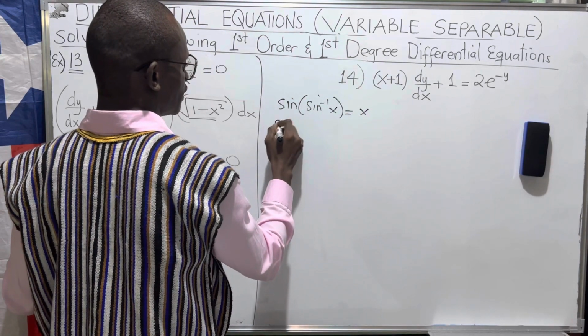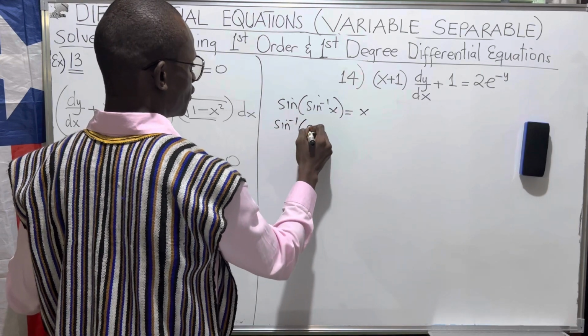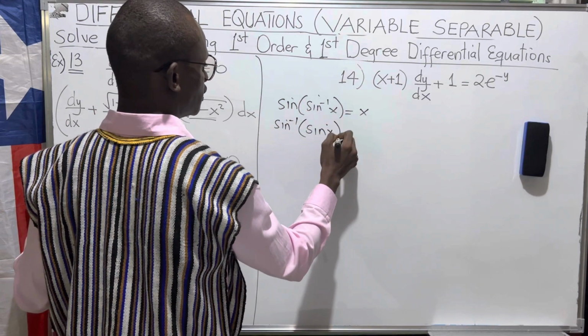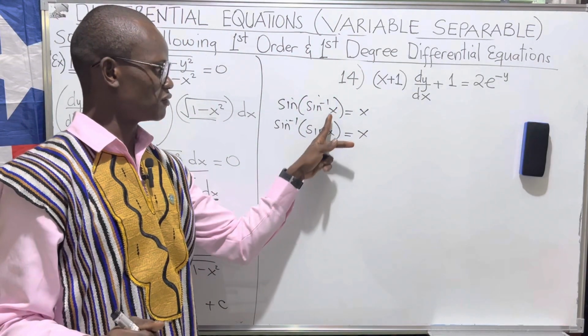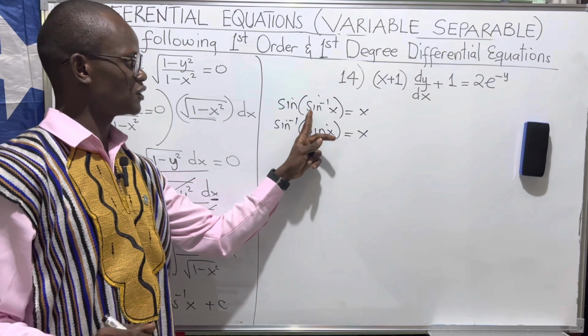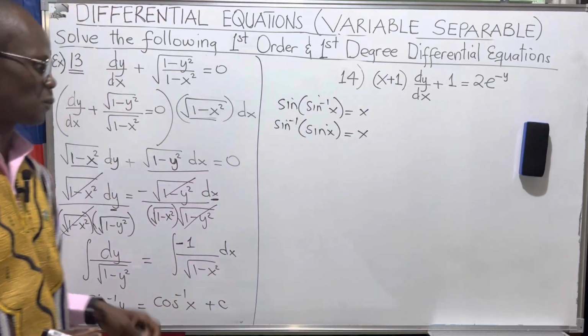We also know that sine inverse of sine of x is equal to x as well. So you can try on your own, put values of angles here, and just say sine inverse of that angle will give you that same angle.